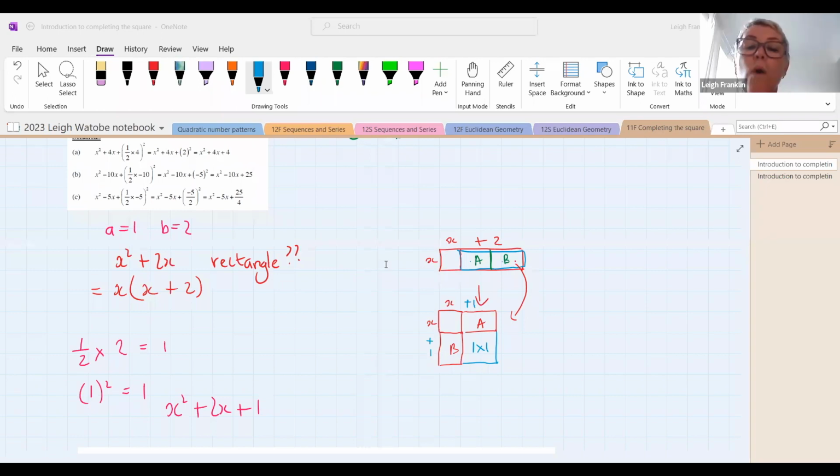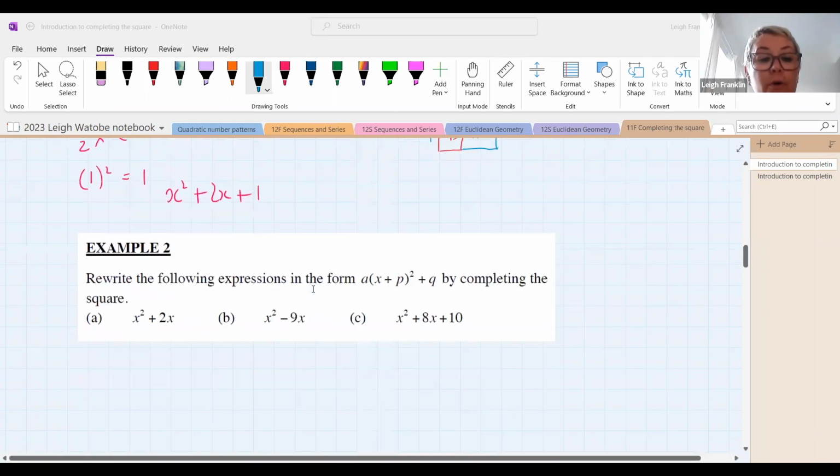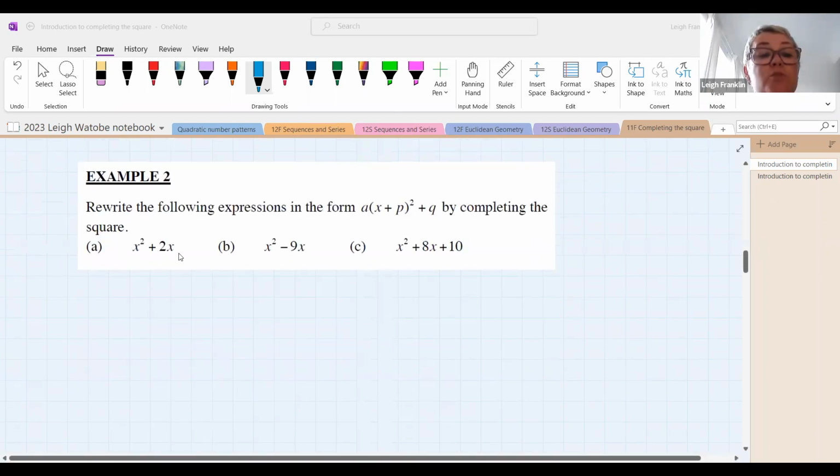Okay, so what I'm trying to do with the rectangle and the square is show you in pictures what you are doing algebraically. The whole idea behind completing the square is that you are taking an algebraic expression and making it into a perfect square. So maybe what I must do is the example that I've got below, and I'll show you what it is that I'm trying to do.